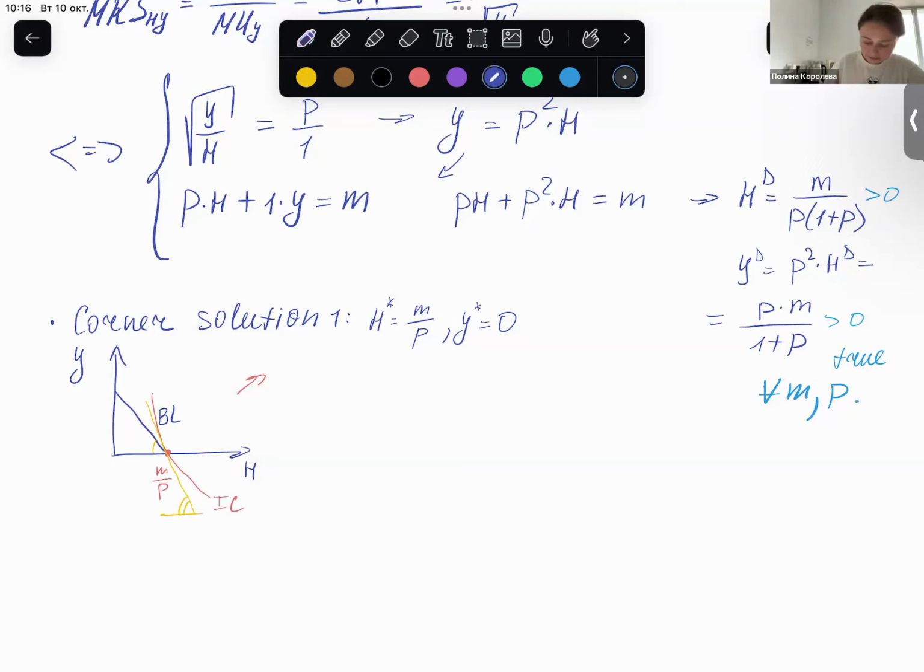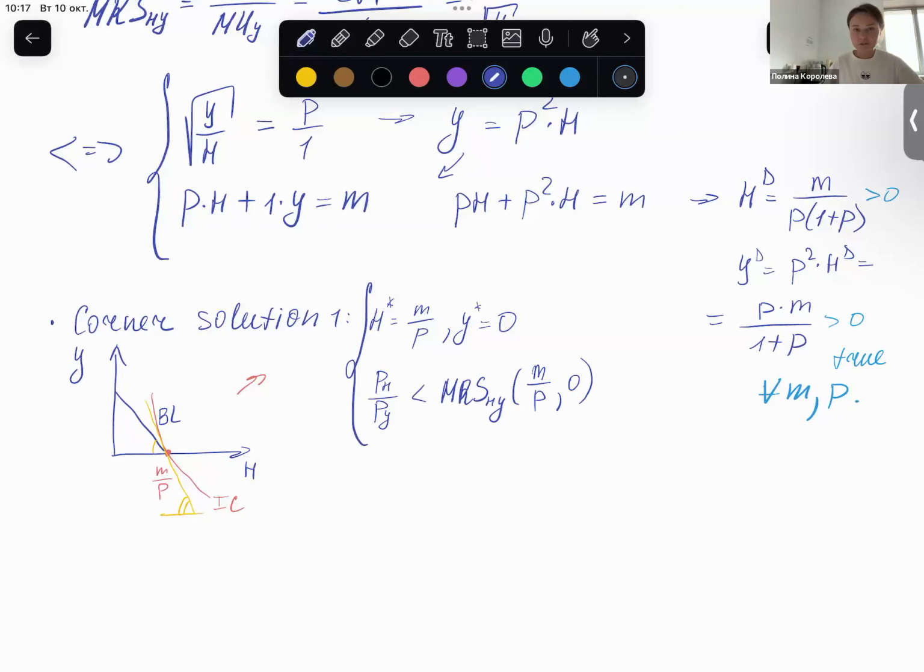So let's write it down analytically. For such a point to be the solution, the slope of our budget line, which is the price ratio, should be less than the slope of the indifference curve at this point, the marginal rate of substitution of heating by the composite good, where heating equals M over price and Y is equal to 0. And it's also true that we will spend all our monetary income.